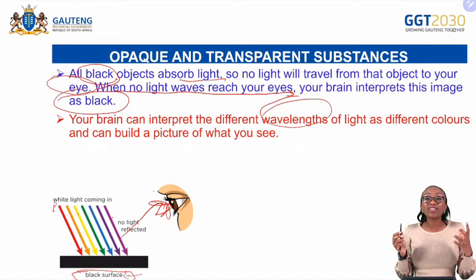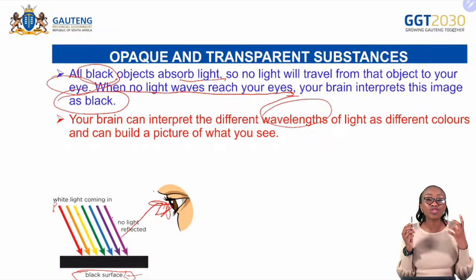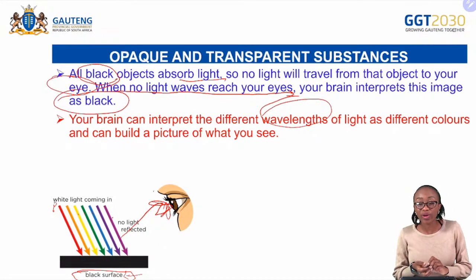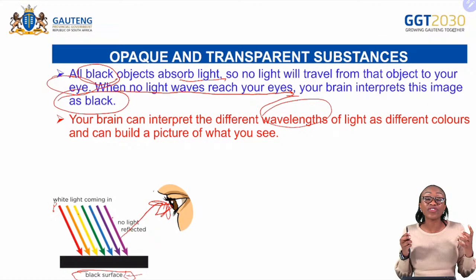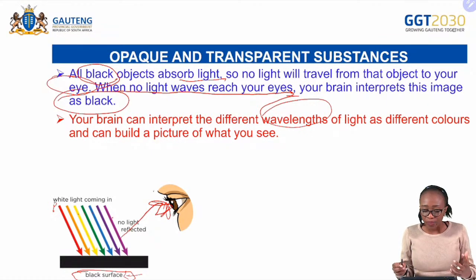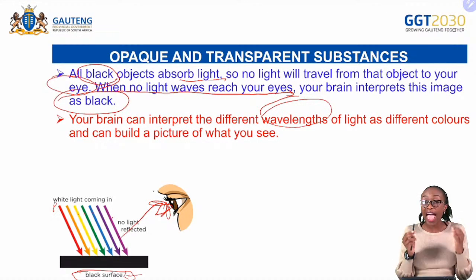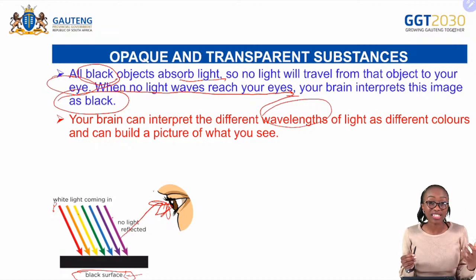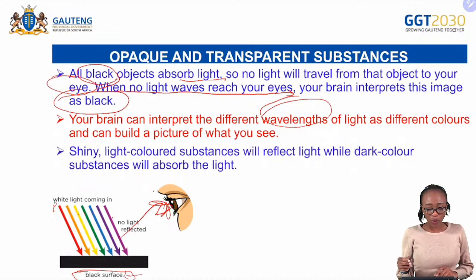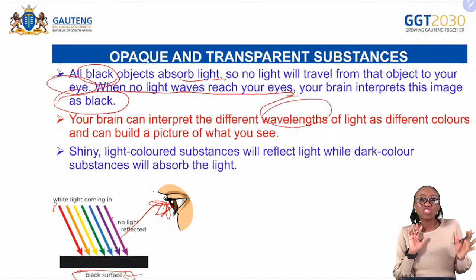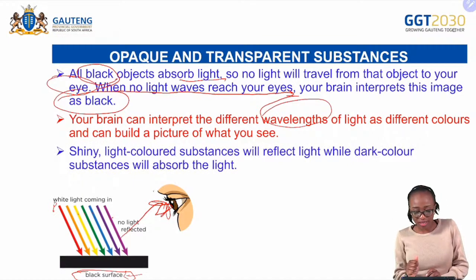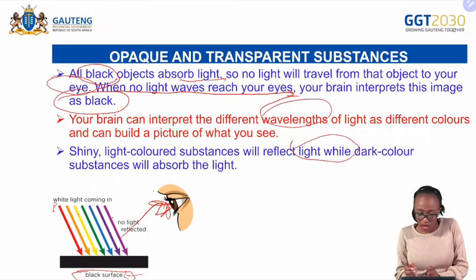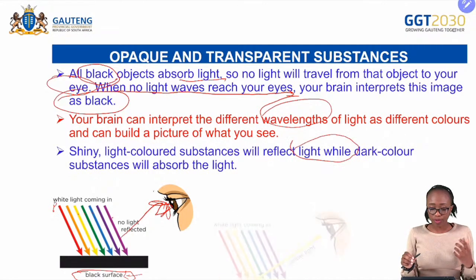Our brains are so amazing, they are able to interpret the different wavelengths. That's how amazing our brains are. They can interpret the different wavelengths of light as different colors, and you can build a picture of what you want to see. That's how special we are. So shiny, light-colored substances will reflect light, while dark substances will absorb the light.